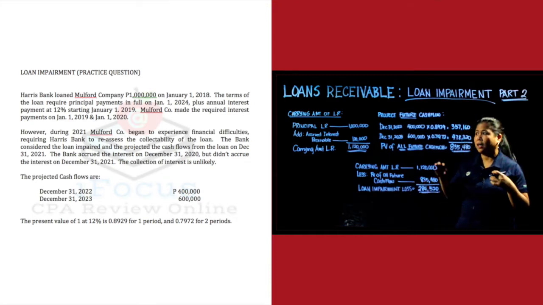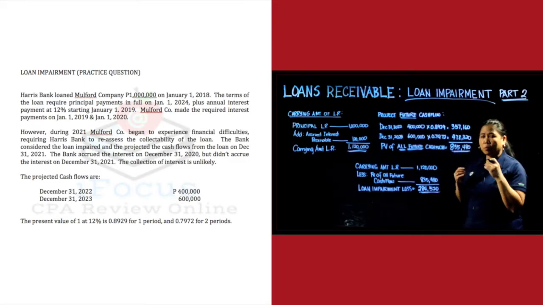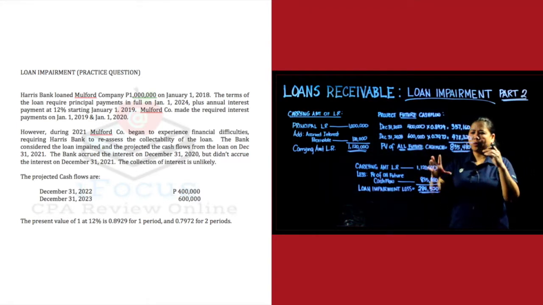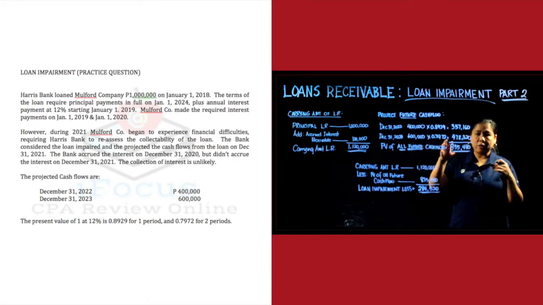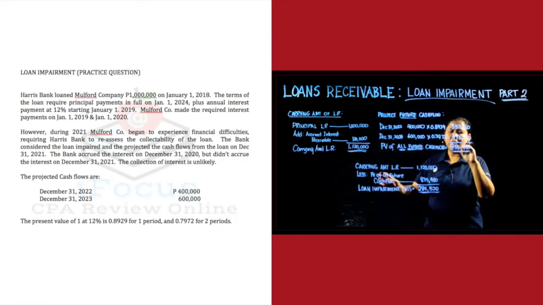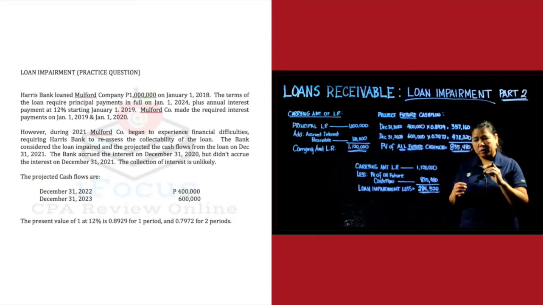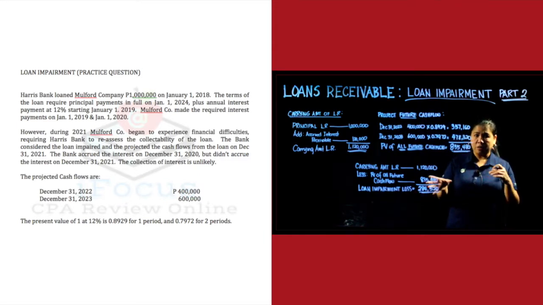Una mong gagawin is kukunin mo kung magkano ang carrying amount ng loans receivable. Yung mga projected future cash flow, imo-multiply natin yon sa present value factor. Then, we will come out with a total of the present value of all future cash flow. Ima-minus mo ito dito sa carrying amount, yan po ang ating magiging loan impairment loss. So remember this, our impairment loss on this problem is 284,520. So paano natin ito i-journalize?